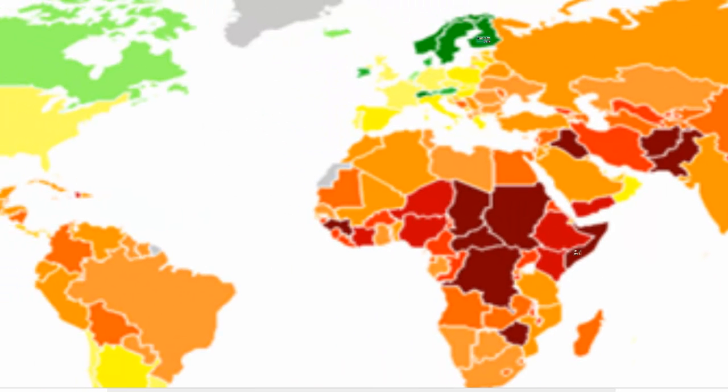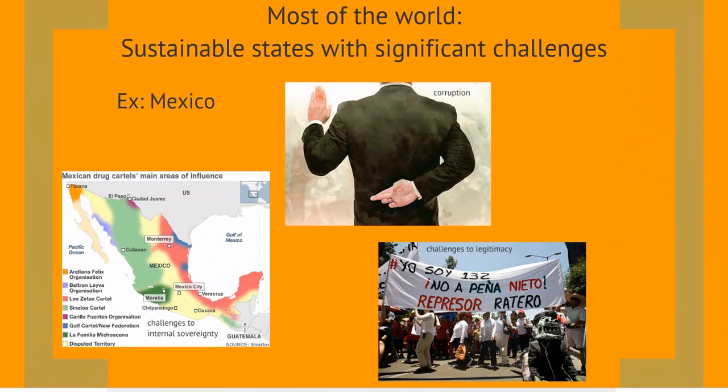Of course, most states are somewhere in between the dark green of Scandinavia and the dark red of Somalia. Let's look at Mexico as a good example. So most states are sustainable, but they have significant challenges. And Mexico is a really great example of this. Mexican citizens enjoy a middle-level standard of living, and most have access to education and basic services. There are, however, significant challenges, particularly involving the drug cartels.